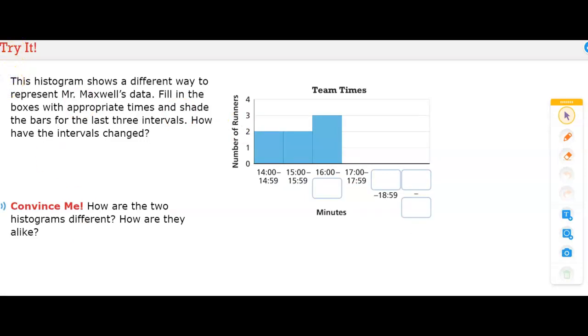This histogram shows a different way to represent Mr. Maxwell's data. Fill in the boxes with appropriate times and shade the bars for the last 3 intervals. How have the intervals changed? If we look at the intervals now, we have 14 to 14:59, 15 to 15:59. So now instead of it being 2 minutes, it's reduced to 1 minute intervals.